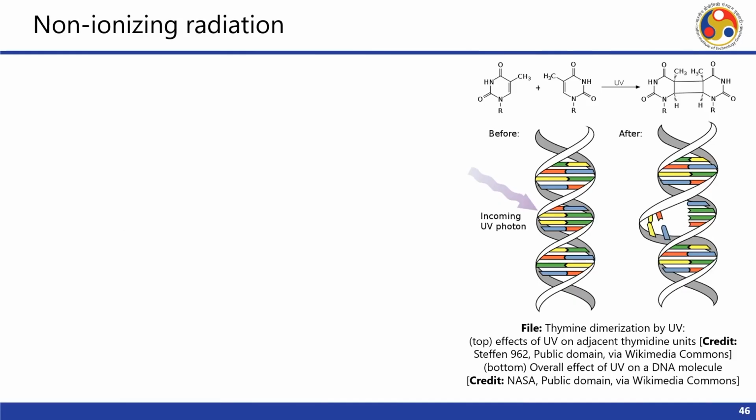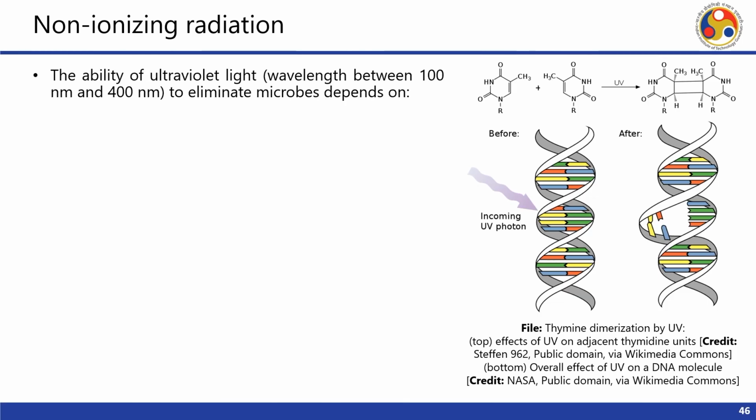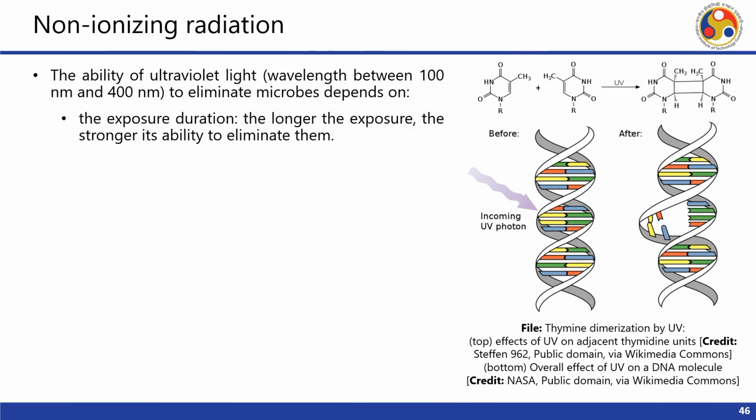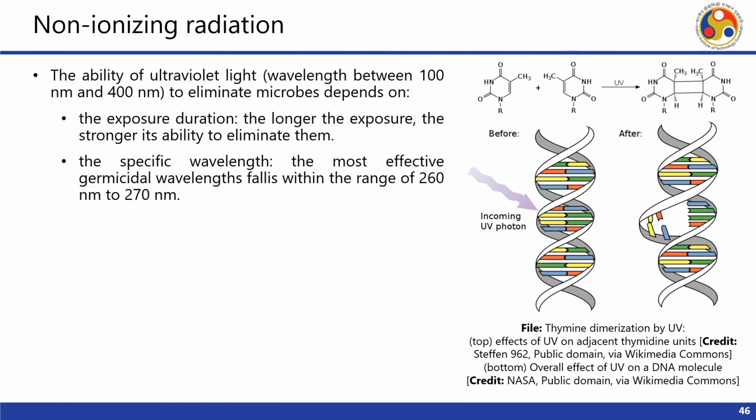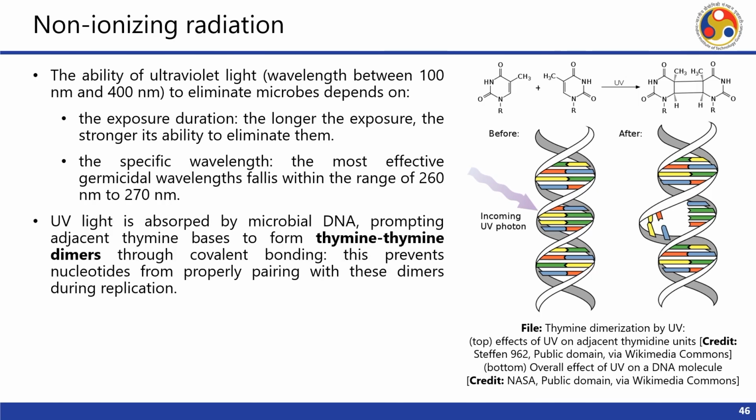Then we have the non-ionizing radiations which are used for sterilization. The ability of ultraviolet light with wavelength between 100 nanometer and 400 nanometer to eliminate microbes will depend on the exposure duration. The longer the exposure, the stronger its ability to eliminate them. The most effective germicidal wavelengths fall within the range of 260 nanometer to 270 nanometer.